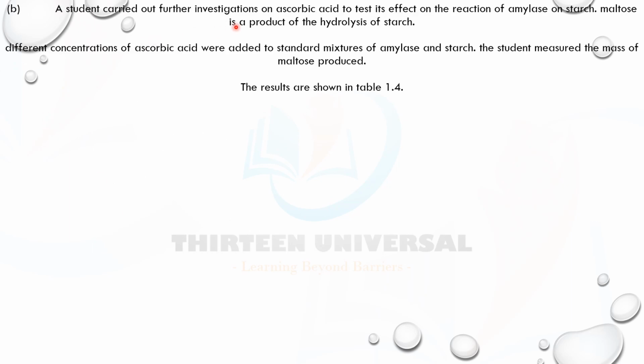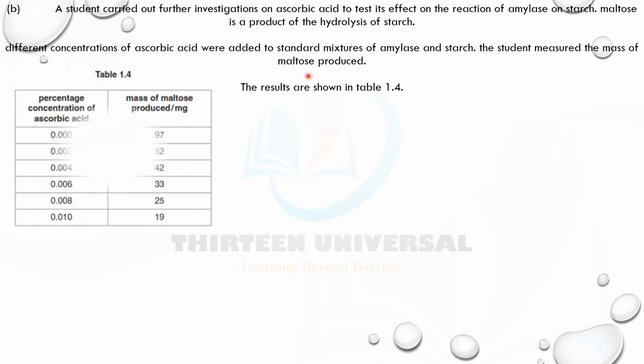A student carried out a further investigation on ascorbic acid and its effect on the reaction of amylase on starch. Maltose is a product of the hydrolysis of starch. Different concentrations of ascorbic acid were added to standardized mixtures of amylase and starch. The student measured the mass of maltose produced. Look at it. This is concentration. This is mass produced.